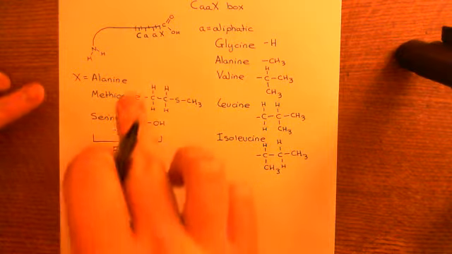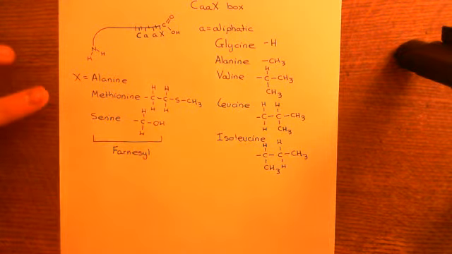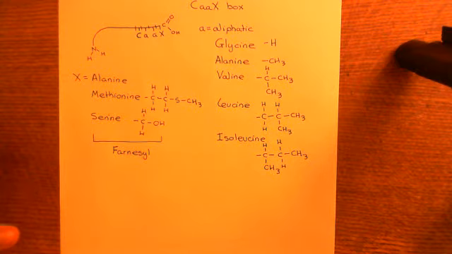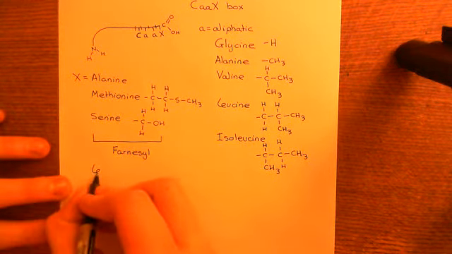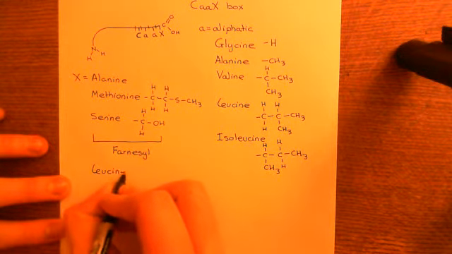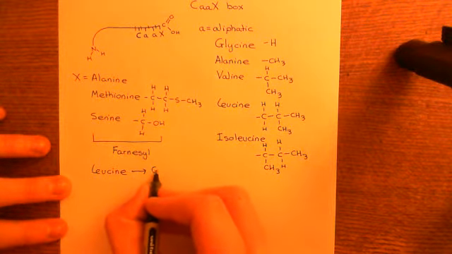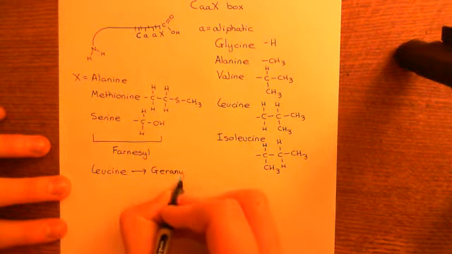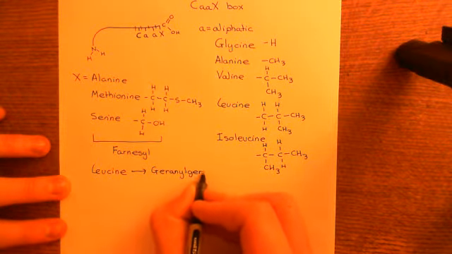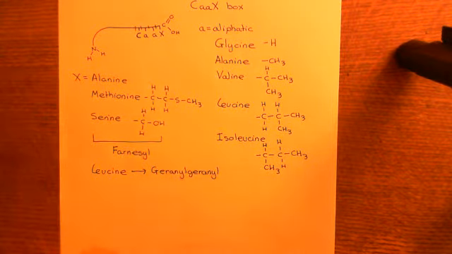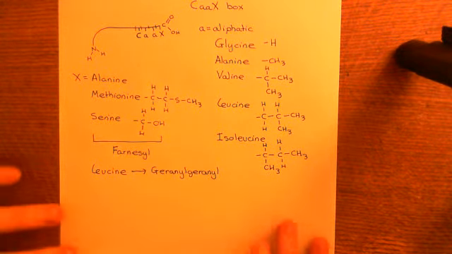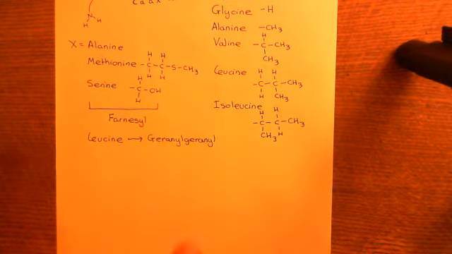One of them is farnesyl, and if you have an alanine, a methionine, or a serine in position X, that will promote you having a farnesyl group added on. However, if your X amino acid is a leucine, which we've seen over here, you will instead get the other prenyl group added on, which is a geranyl prenyl group. So now that I've explained the CAX box, I'll move on to explaining the prenyl groups and what will happen after you've added the prenyl group onto the cysteine residue within the CAX box.